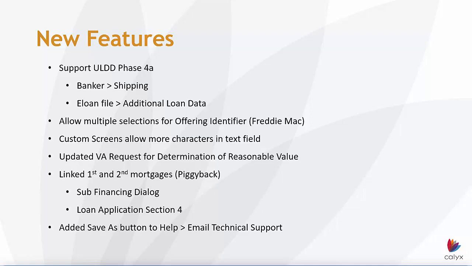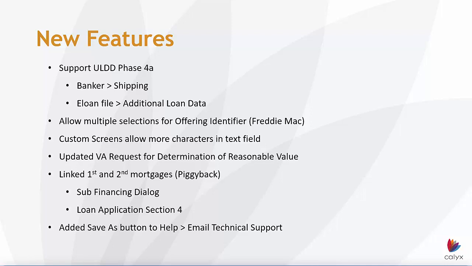We've also updated the VA request for determination of reasonable value. This form was already inside of Point. We've just updated that form, so we'll show you that. We've also updated linked first and second mortgages. So this is where you have a first and second. The information from that mortgage will now transfer over to the other mortgage if it is linked. And I'll show you the different sections of that.